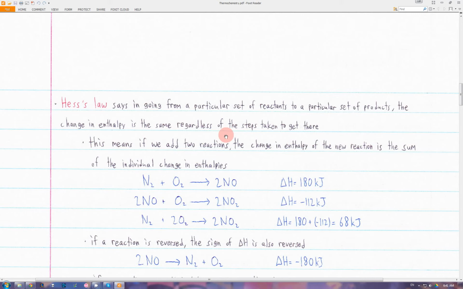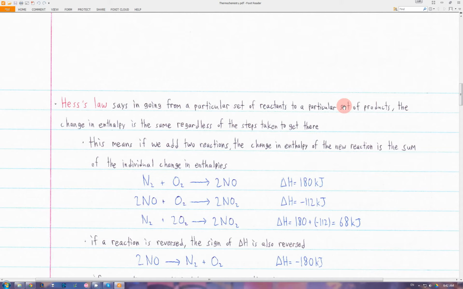Hess's law says that if we start with a particular set of reactants and then we end with a particular set of products, the overall change in enthalpy in going from those reactants to products will always be the same, no matter how many steps or what steps we took to get from those reactants to products.